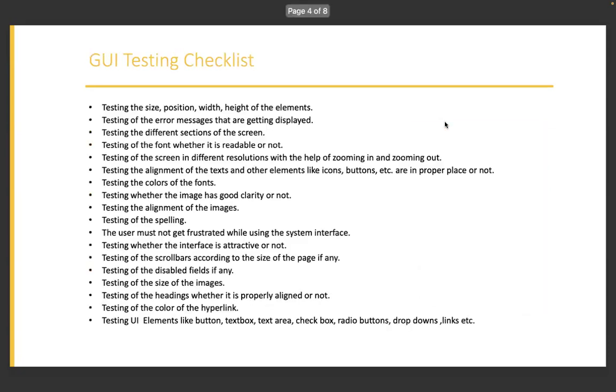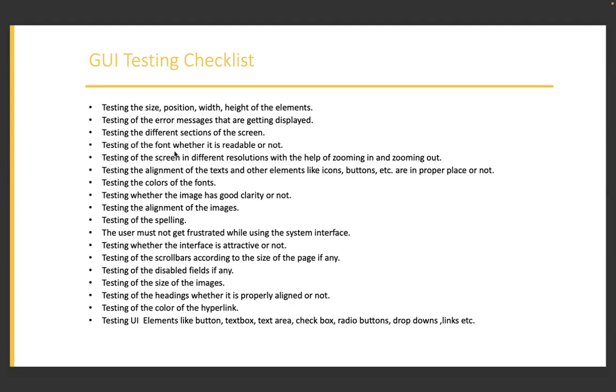Here, if you notice carefully, we have the complete checklist, guys. You can see we are checking each and every thing present on the UI, or let's say web element. If you want to test the size, you check the size, position, width, height of the element. Element means a part, something which is present on the UI, guys. That is something we call an element. Then we have the error messages which get popped up. Then we have different sections of the screen, guys.